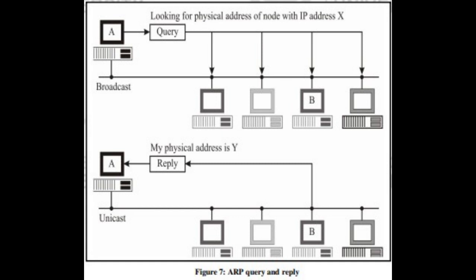Next time the host needs to send a datagram to the same destination, it need not broadcast an ARP query datagram; instead it can look up in its ARP cache. If the mapping is not found in the cache, then only the broadcast message is sent. Figure 7, ARP query and reply. Look at the screen.